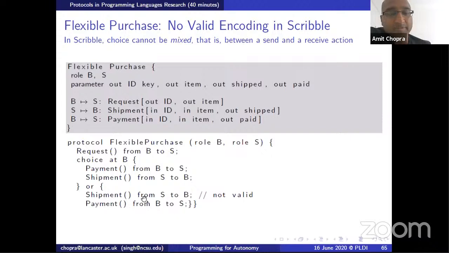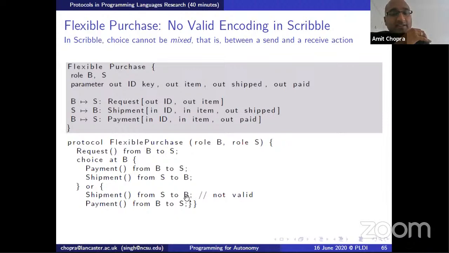So if you look at what is happening, in Scribble a choice between sending actions by different parties is not allowed. And this is what is happening. The choice is between payment from the buyer to seller, so this action is from the buyer, or shipment first from the seller to buyer.